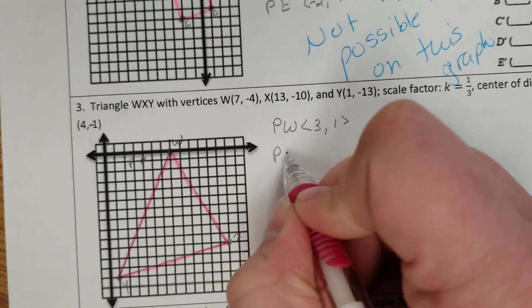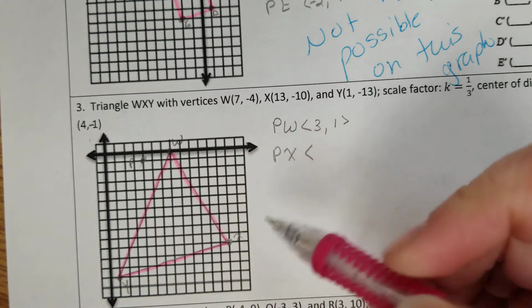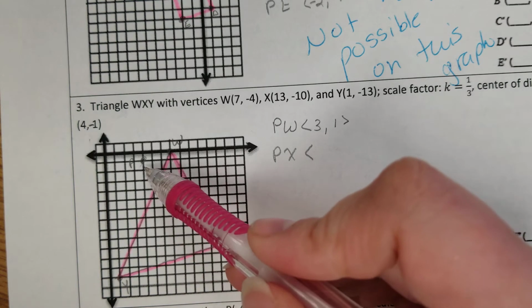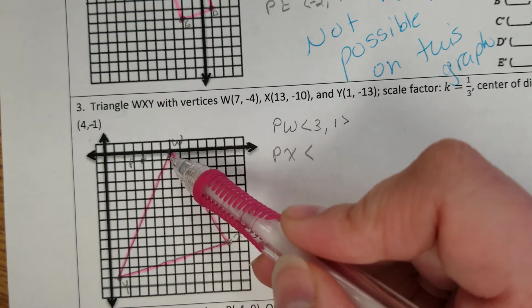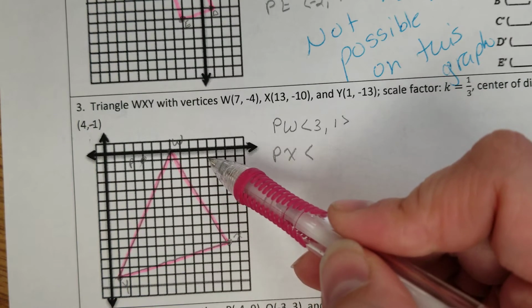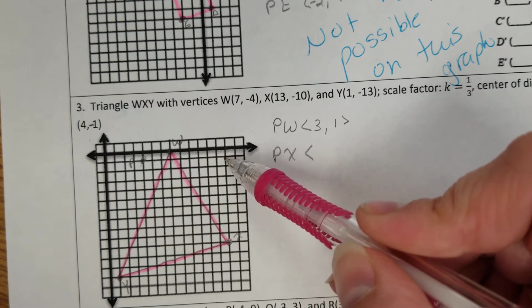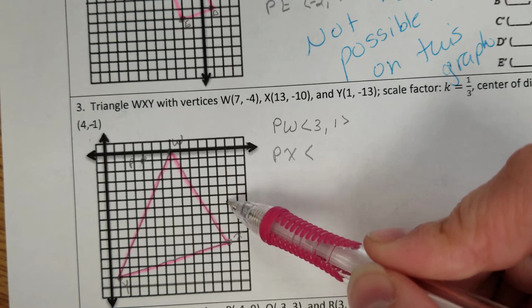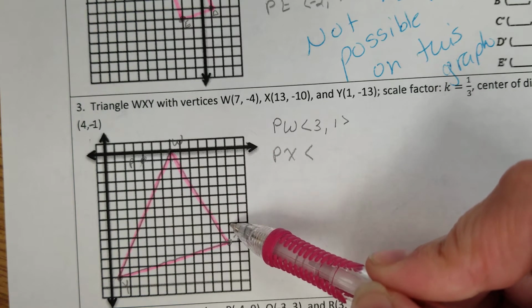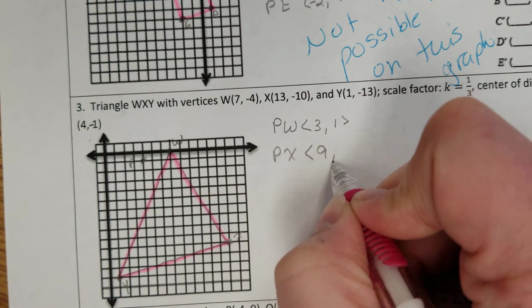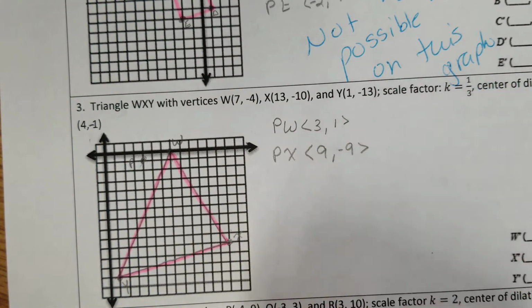And then P to X. So we have to go over to the right. So 1, 2, 3, 4, 5, 6, 7, 8, 9. And then down 1, 2, 3, 4, 5, 6, 7, 8, 9. So if you go to the right 9 and then down 9.